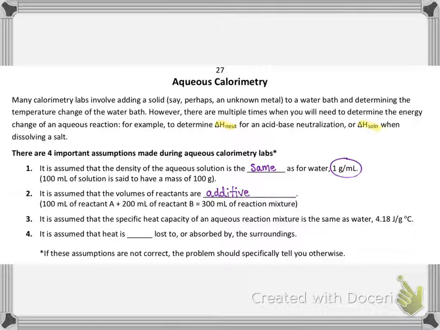We also assume that the specific heat capacity of an aqueous reaction mixture is the same as water, 4.18 joules per gram degree Celsius. And we also assume, even though we know this isn't true, that heat is not lost to or absorbed by the surroundings. At least we assume that until we're talking about lab error.